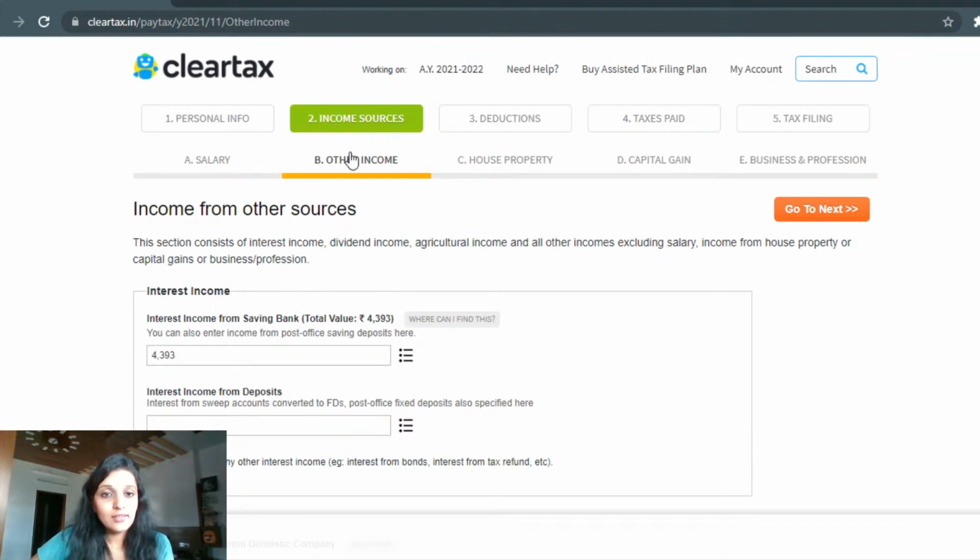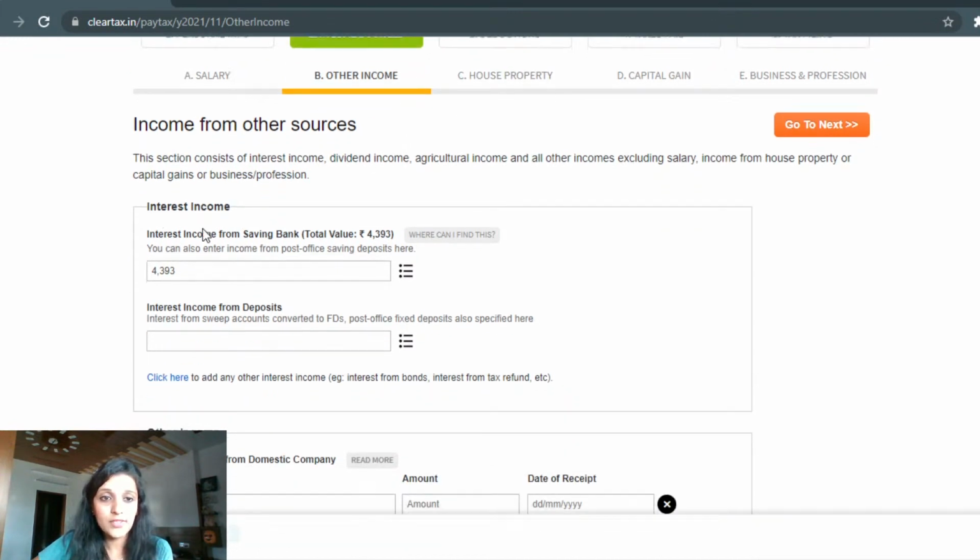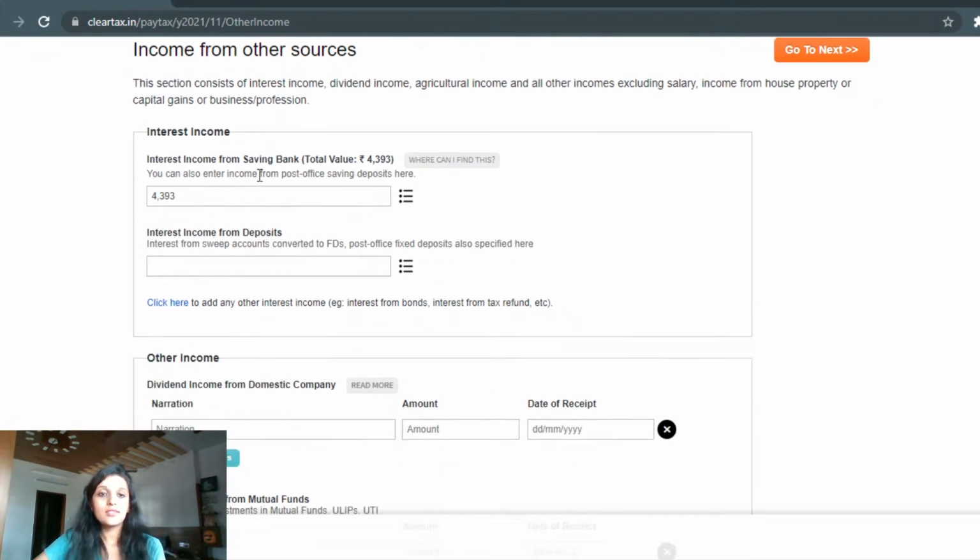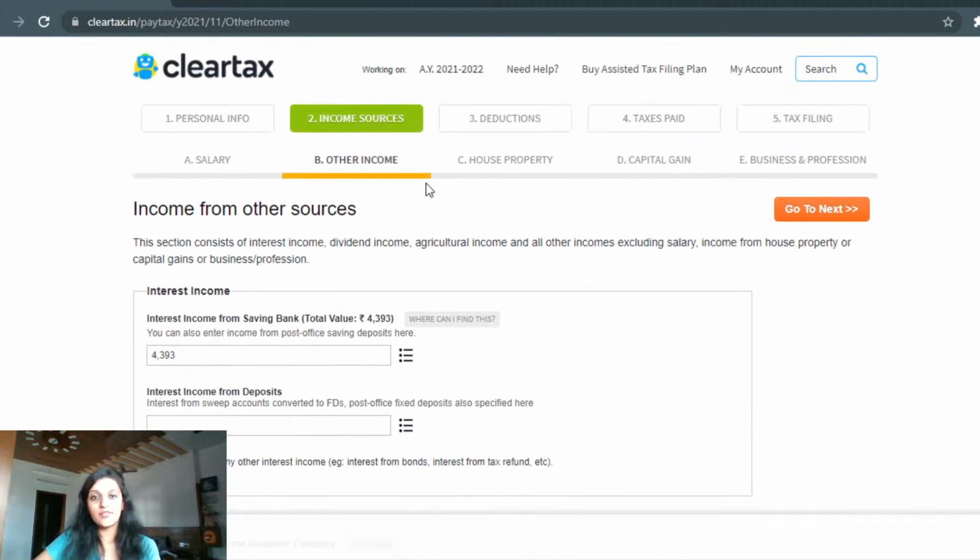The next income head will be other income. In this you will see the interest income from savings bank. Whether it is more than 10,000 or less than 10,000, you just have to enter whatever income it is, and it will be automatically captured under the 80TTA section, up to rupees 10,000, in the deduction tab.